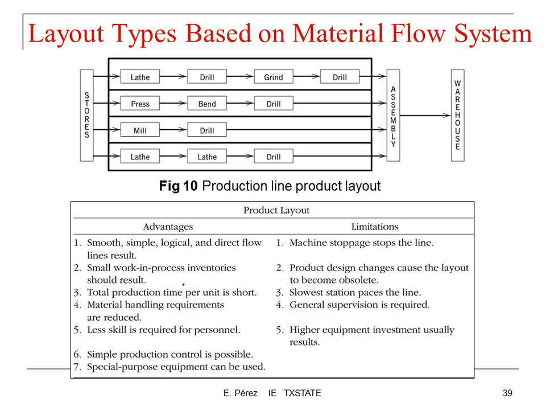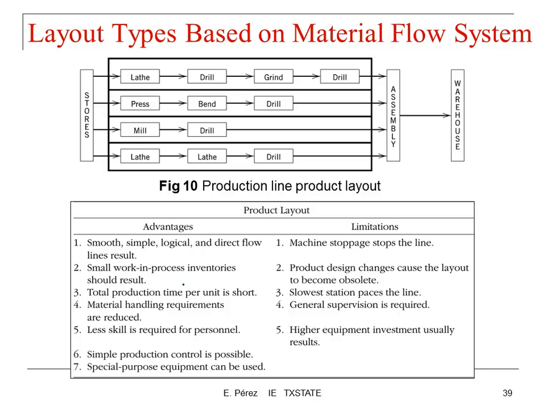And we have some advantages and limitations for the product layout. Some of them include smooth, simple, logical, direct flow, so you don't get confused, you know that this line is producing this and this line is producing that, and so on. The total production time per unit is short. Material handling requirements are reduced, and there's less skill required for the personnel.